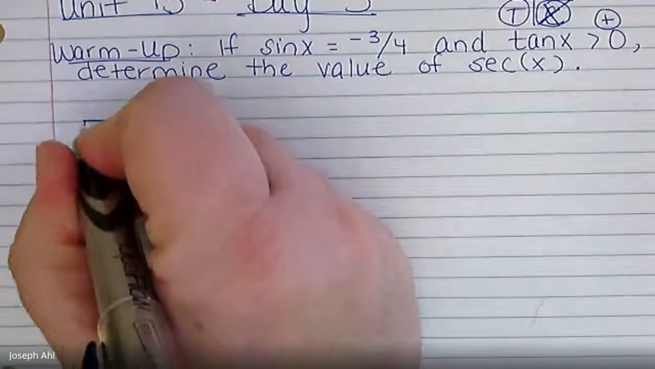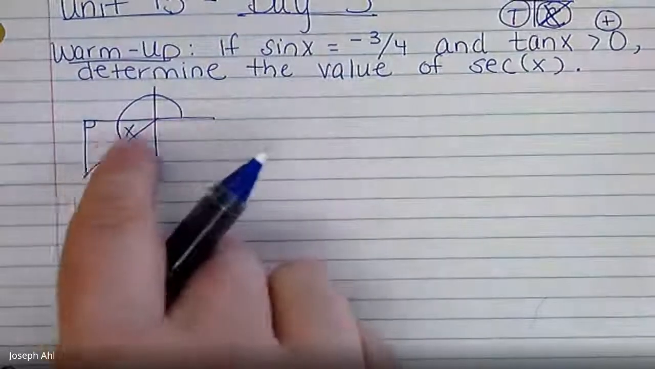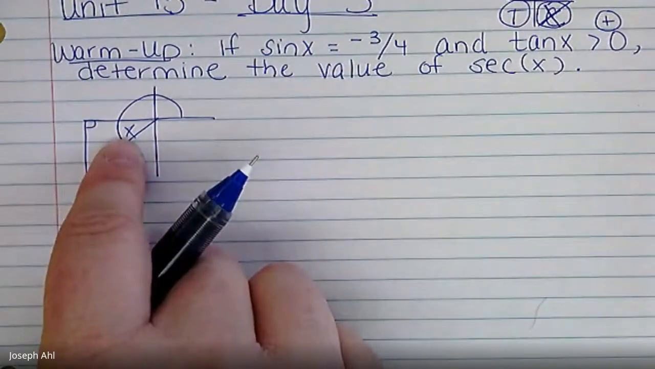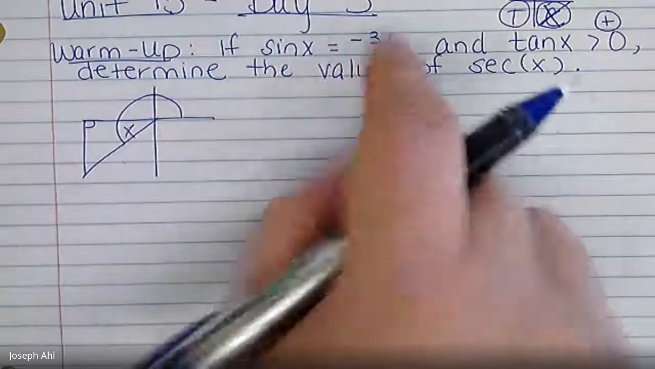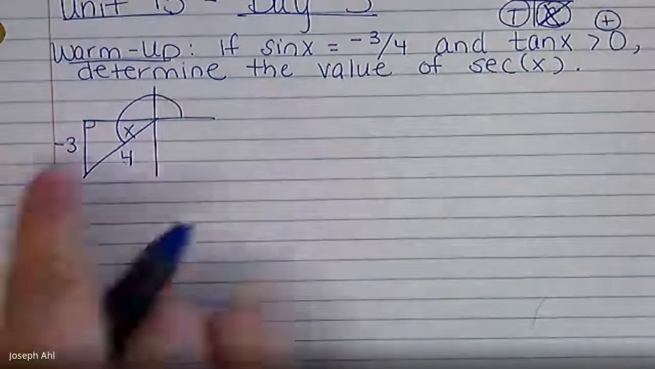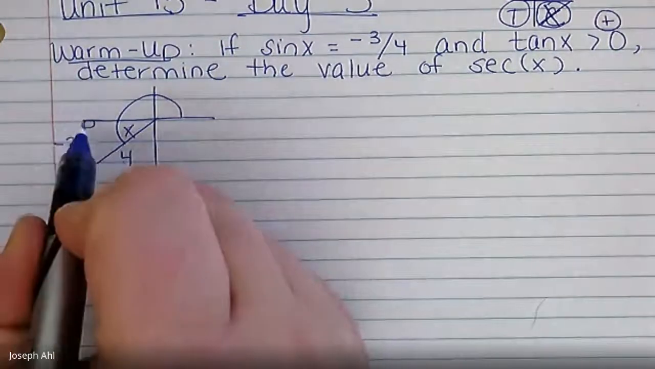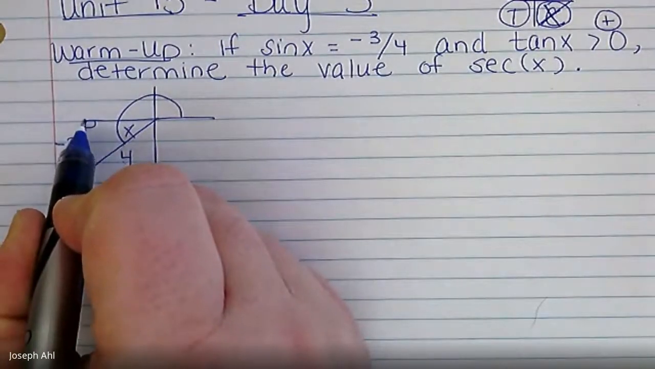If you want to draw the whole thing, you can do that. It would look something like that. So I'm going to label the X part right here. And then we know that the ratio for sine is opposite over hypotenuse. So you're going to label the opposite of the X negative 3, and the hypotenuse is a 4. And then last but not least, in order to find secant, you will need to know this last missing side.